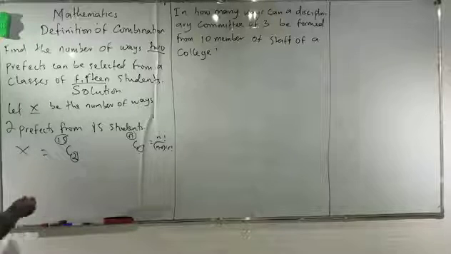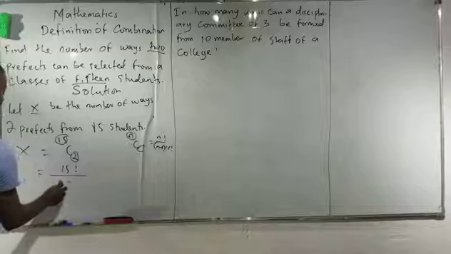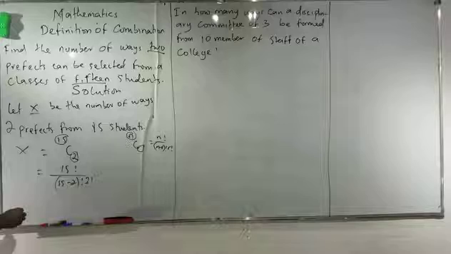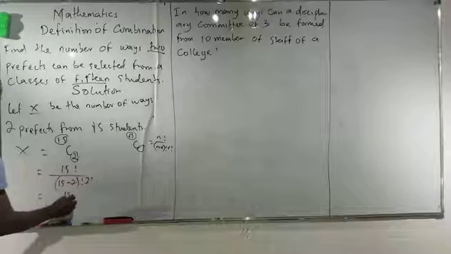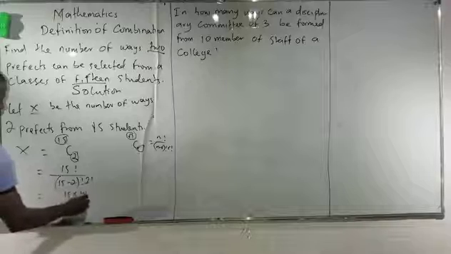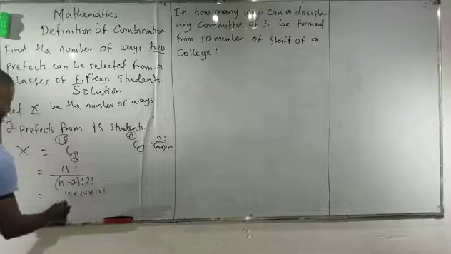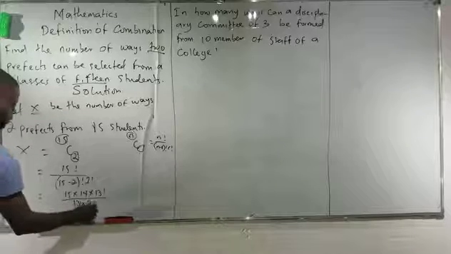Now, since I know that, I can ask what 15 factorial divided by (15 minus 2) factorial and 2 factorial is, which I will have as 15 multiplied by 14 multiplied by 13 factorial divided by 13 factorial multiplied by 2 multiplied by 1.